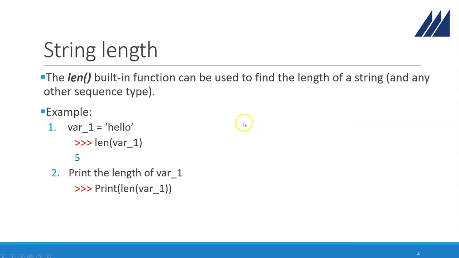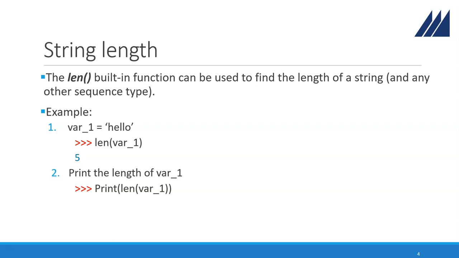Let's take a look at something very interesting also when it comes to sequence types. We have a built-in function called len, which is short for length. What is this function going to do? It returns the length of the sequence, or the length of the string if we use it on a string. Here's an example. Let's assume we have a variable called var_1 holding the string hello. If I call the function len and pass to it between parentheses the argument var_1, the name of my variable, it gives me back the length of this string, which is 5.